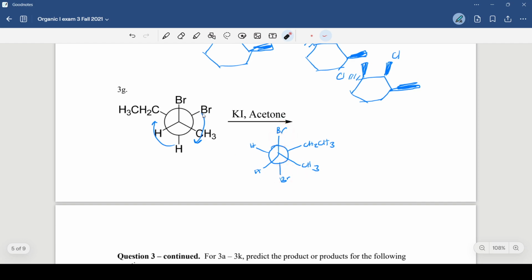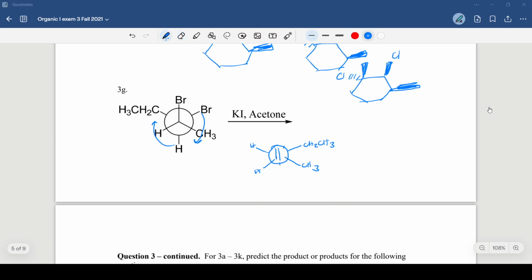They're trans. What I did was I just moved this. So this Br is now down here. This H is now on the side. And this CH2CH3 group is on this side. So what happens is you just simply erase the Brs, because what you're doing is KI is attacking the Br, forming the double bond here, and then this Br is leaving. So this Br will be taken off. Okay, this Br is off, and there's a double bond here.